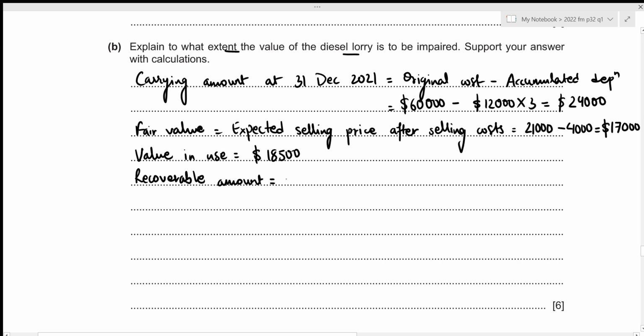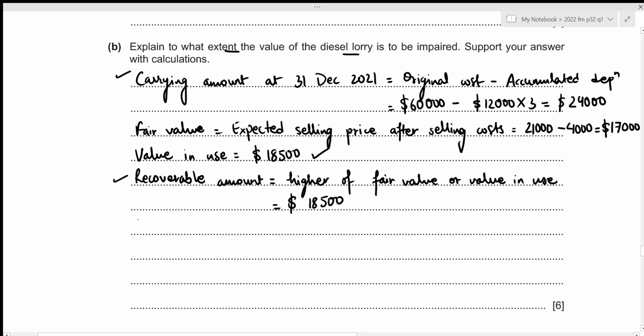And this is just going to be the higher of fair value or value in use. And in this case, we can clearly see that our value in use has a higher amount. So that's going to be the recoverable amount, 18,500. Now the final step would be to compare our carrying amount to the recoverable amount in order to figure out whether there needs to be an impairment loss.